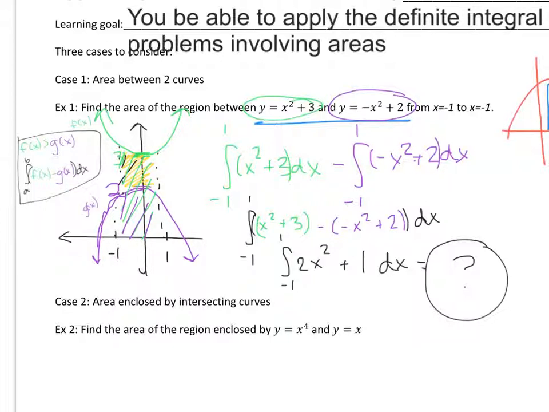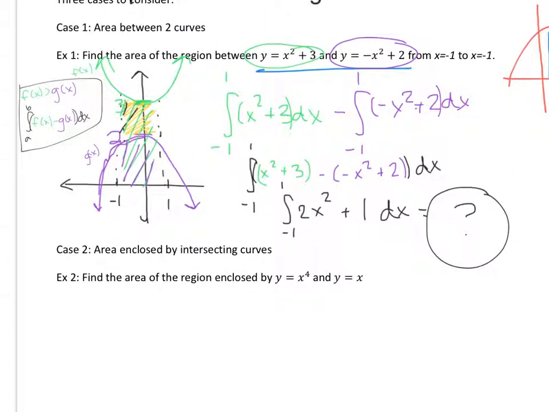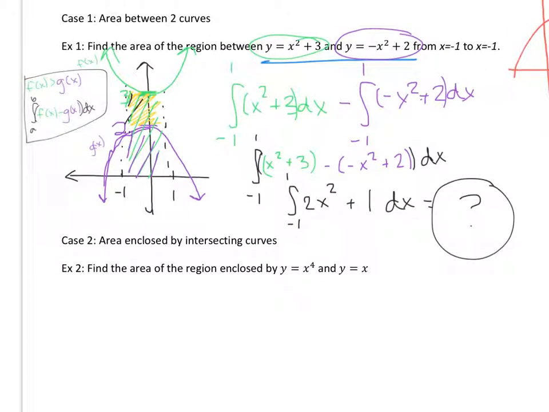So let's go ahead and move on and look at what happens when, instead of between two curves with a given bound, the bound is formed by the fact that our curves are intersecting. So we're going to look at regions now that are formed by intersecting curves. Notice these curves up here don't intersect, these ones will intersect.